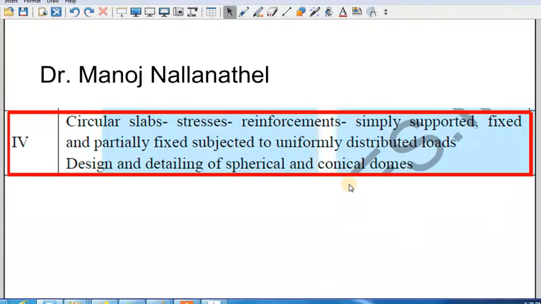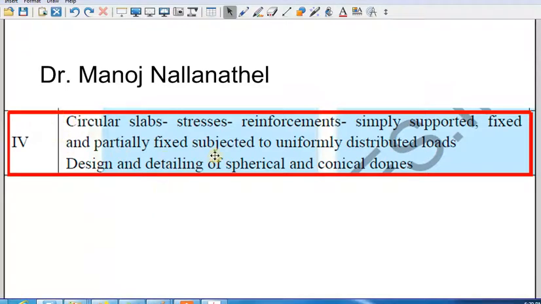This is what the syllabus under KTU covers: circular slabs, the stresses involved in them, and the reinforcement detailing. There will be three cases: simply supported, fixed and partially fixed, subject to uniformly distributed load alone. This is the first part of this chapter. After that we will go for the design and detailing of spherical and conical domes. So that's all with this module.